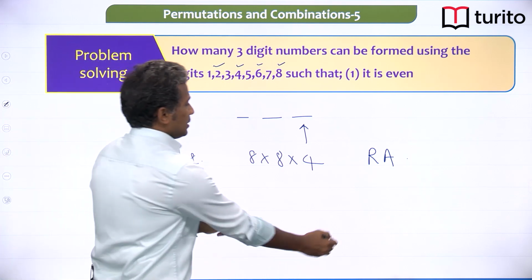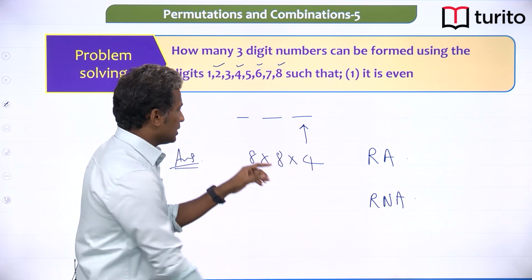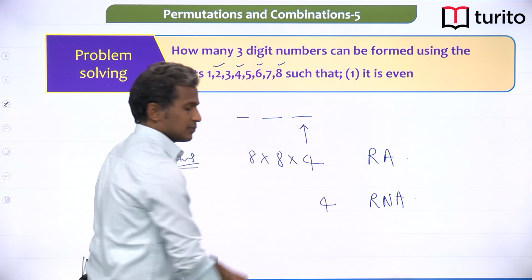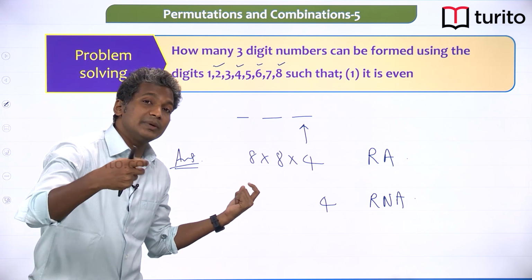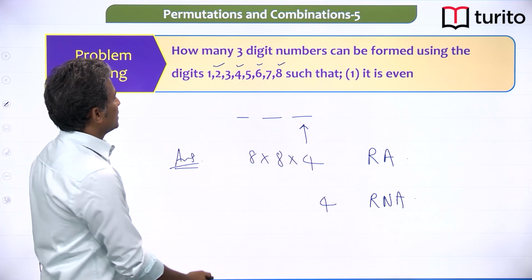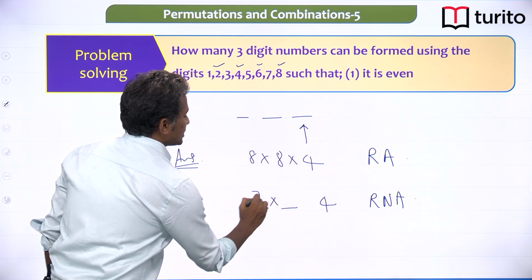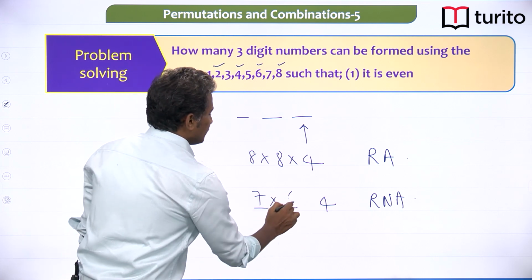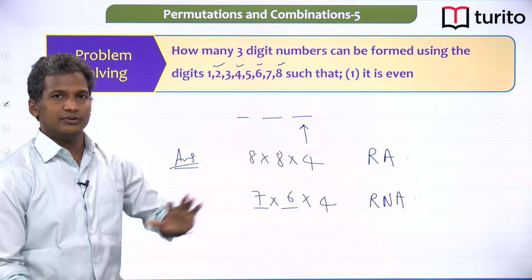Now, if repetition is not allowed, then still the last location has 4 options only. But the other locations now will have limited options because one digit has already been used. So, for the first location, how many options are there? 7 options are there. For this there are 6 options. So, the answer is going to be 7 into 6 into 4.